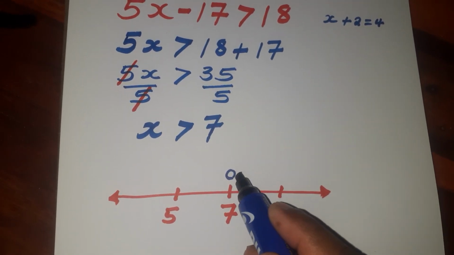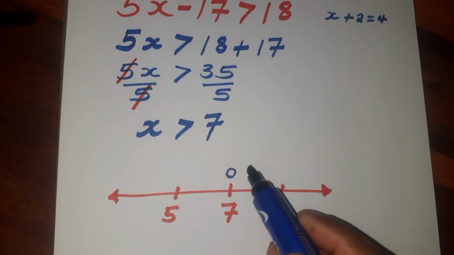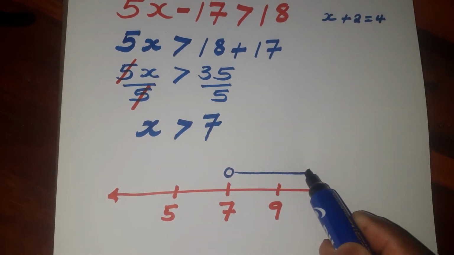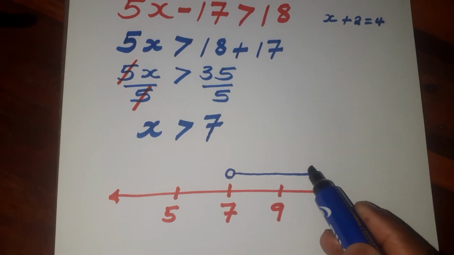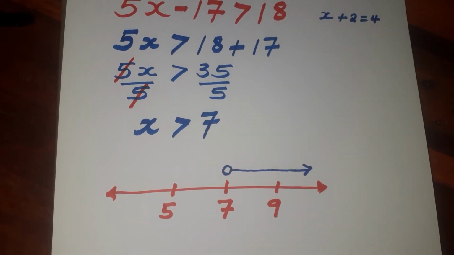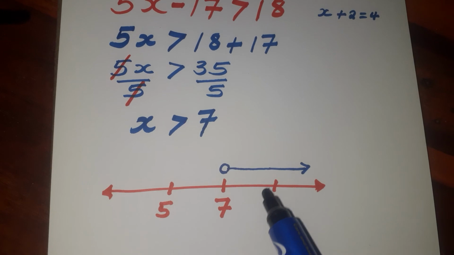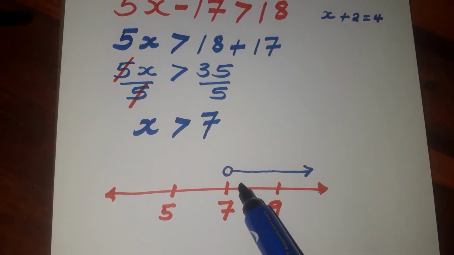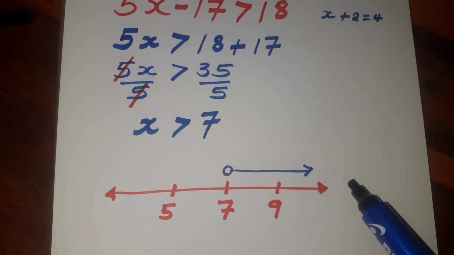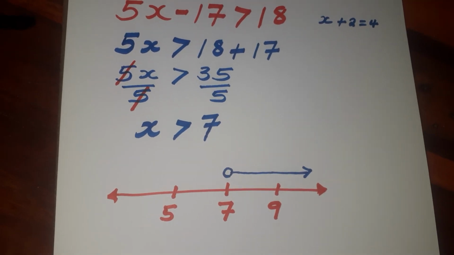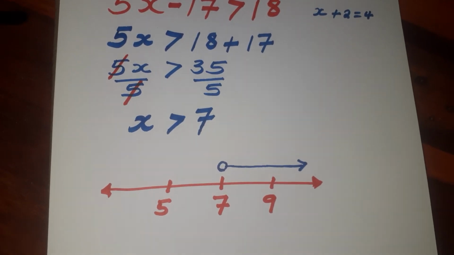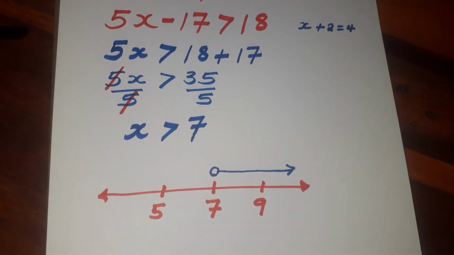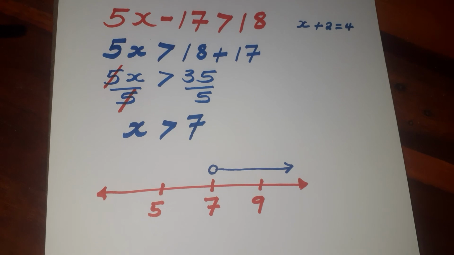We are looking at the numbers that are more than 7, and then we can now take our arrow this side. You need to put that arrow like that. It means we are interested in the numbers that are more than 7, starting from 8, 9, 10, 11. It goes on up to positive infinity. That is basically how you solve a linear inequality.